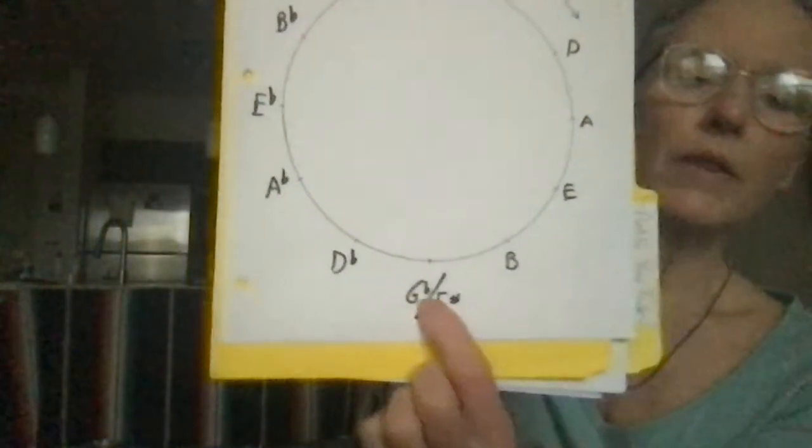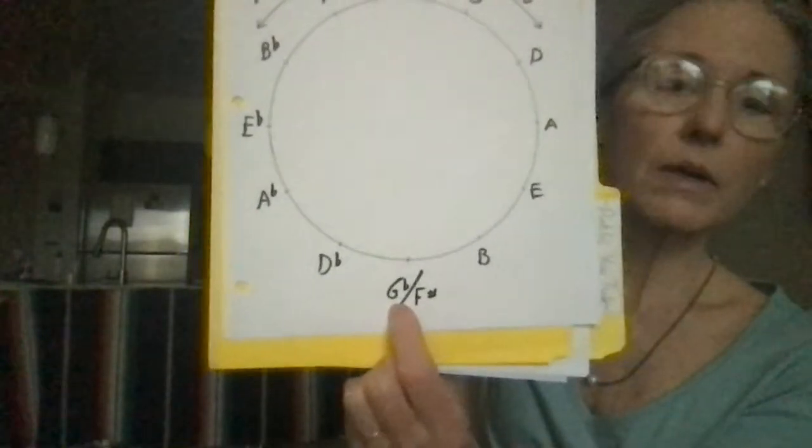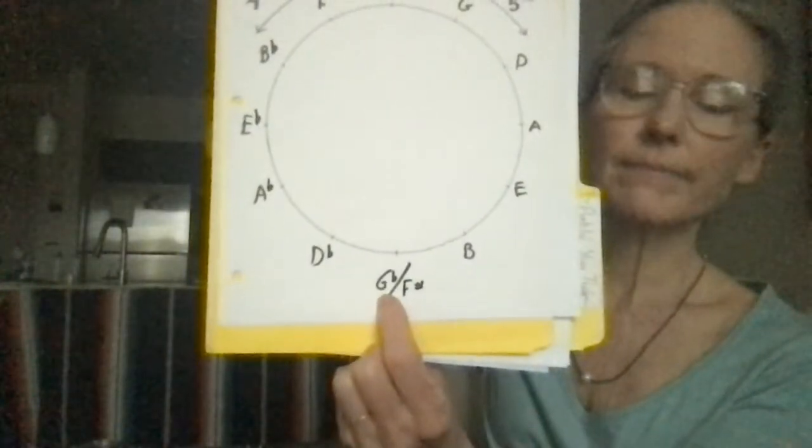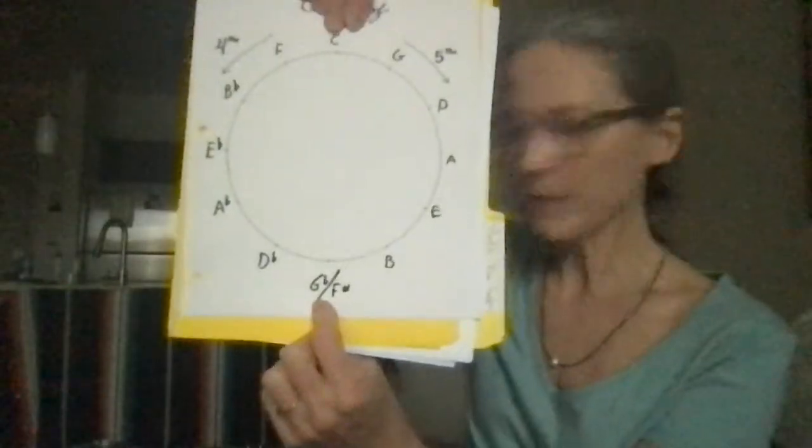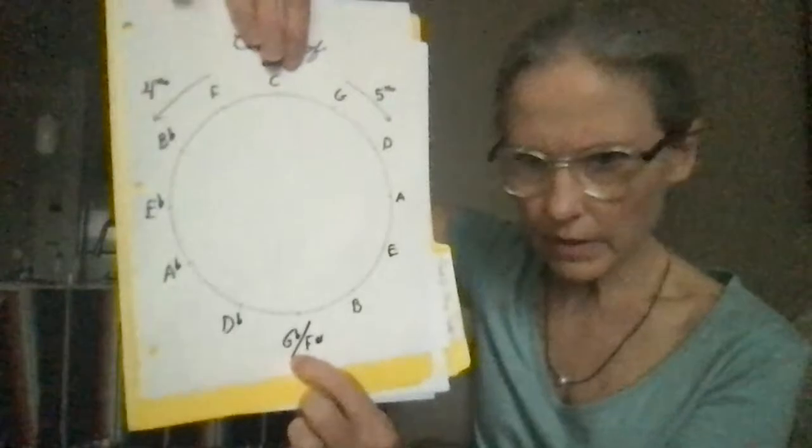Because when you're playing music, you could call this spot F sharp or G flat. And let's come back to that if that's weird. Just ask a question when I open it up for questions later.